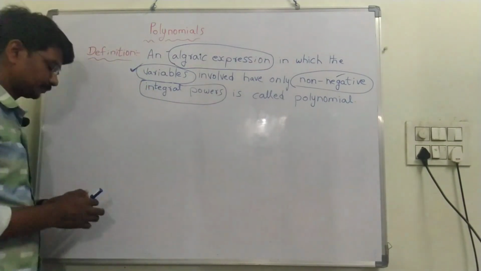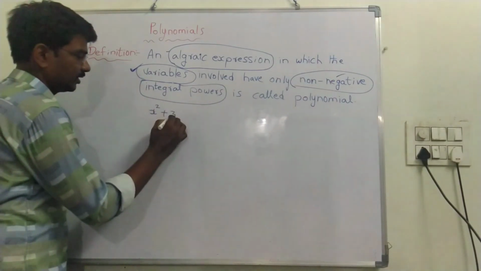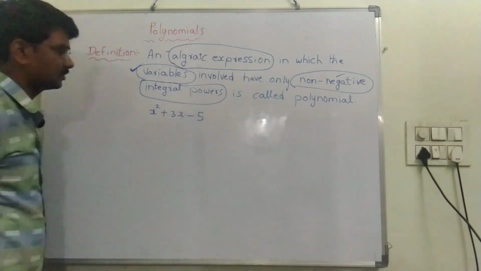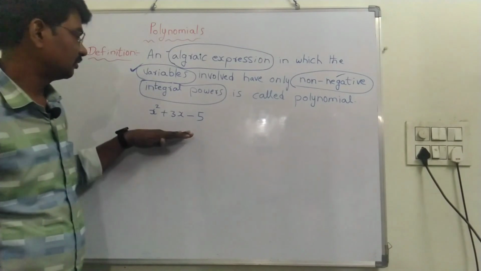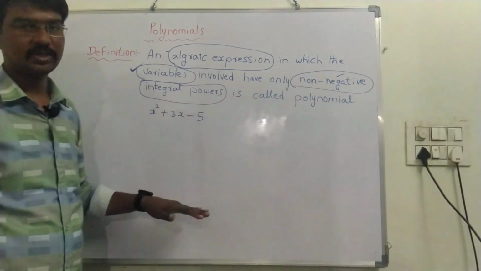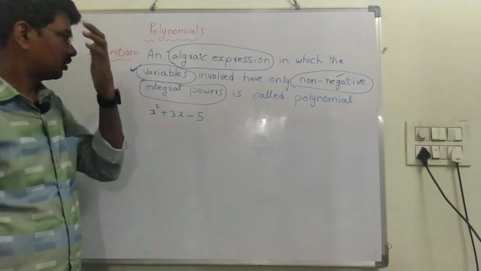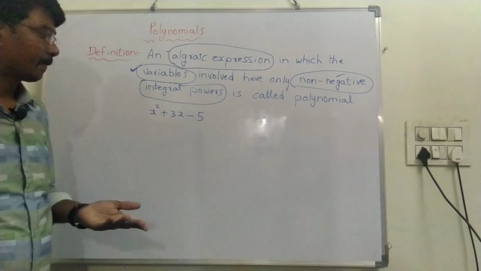For suppose, x squared plus 3x minus 5. This is an algebraic expression. So, in this algebraic expression, what are the variables?